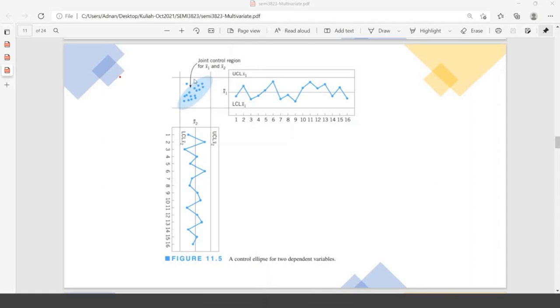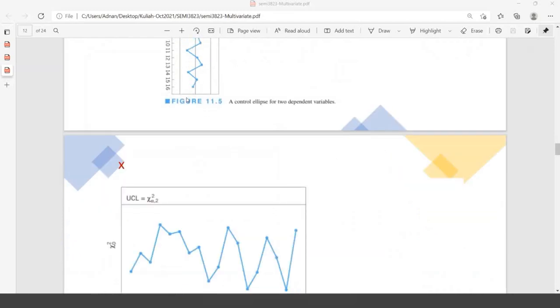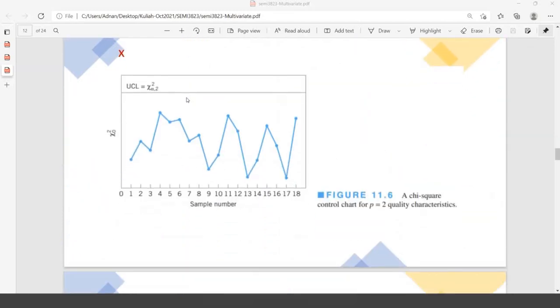It is not in sequence now, because when we plot a joint parameter as one point on the x1 and x2 region here, we lose the sequence. We do not know how it looks in sequence. So the scholars have come up with a better method, which they call the chi-square chart.